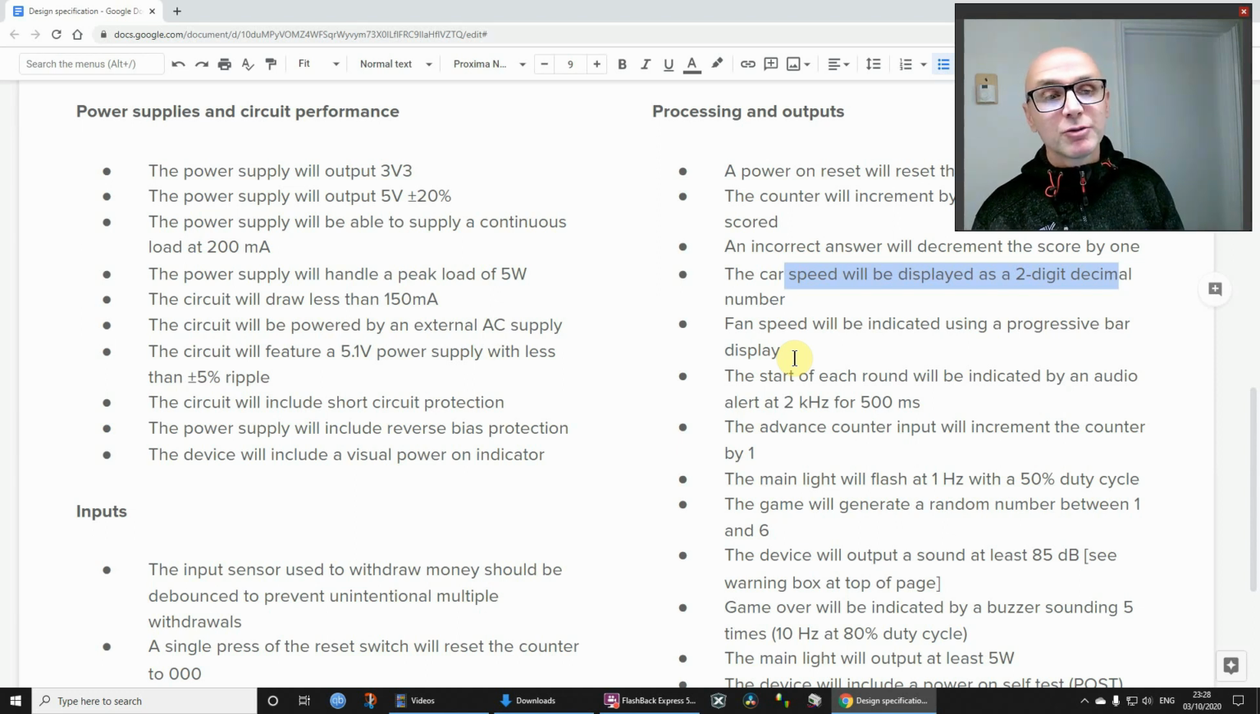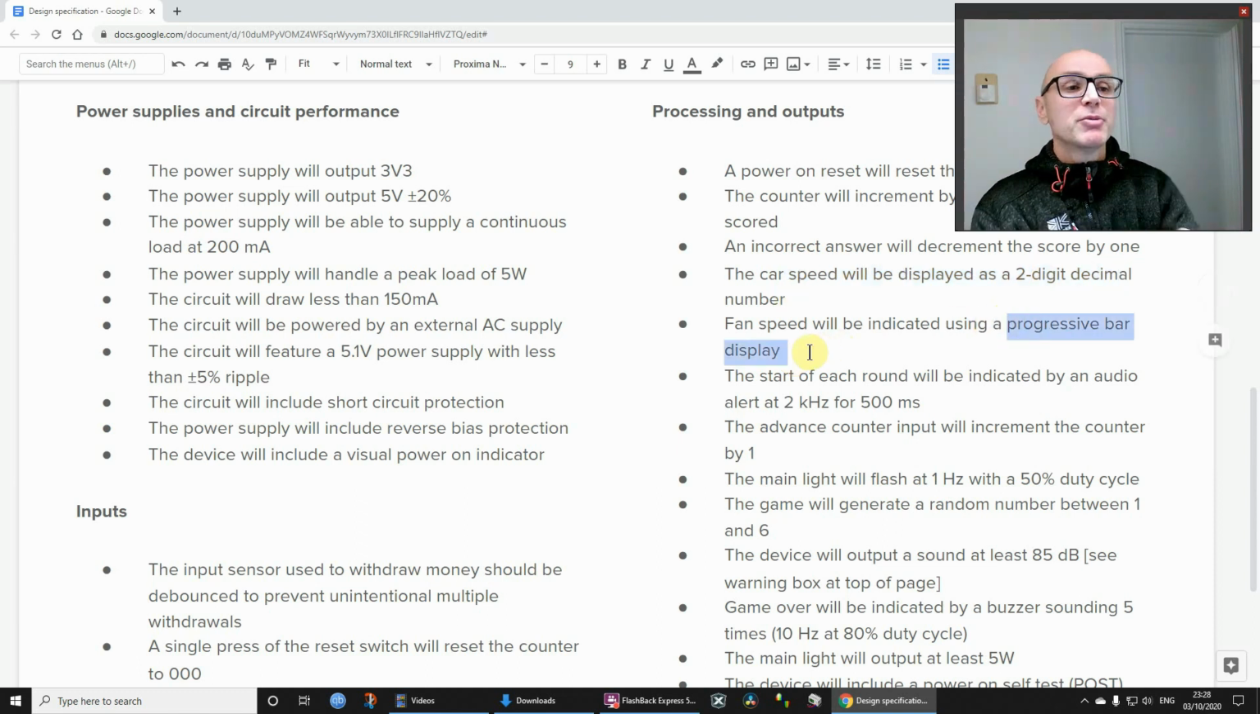So put it in your design specification that it will be indicated using a progressive bar display. Now, don't be specific, don't say LED, because it might not be LED. You could use lamps, you could use LEDs, you could use an LCD display. There might be something I can't think of off the top of my head. It's some other way of doing a progressive bar display.